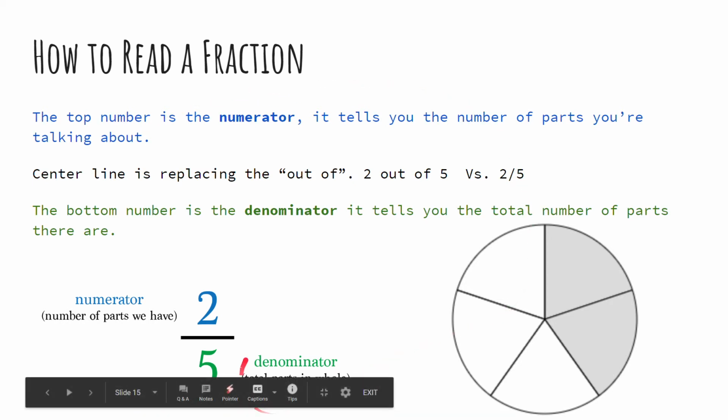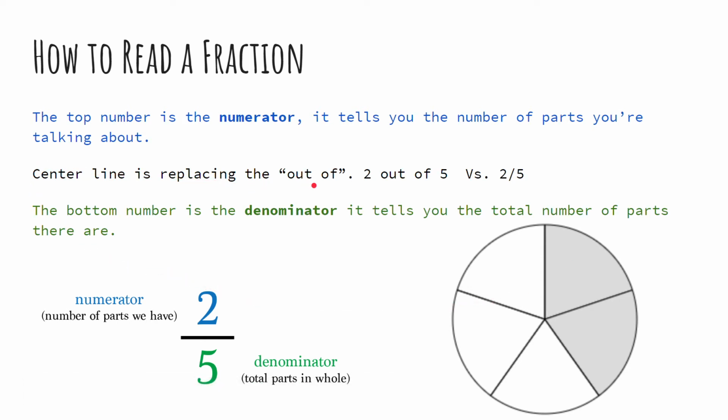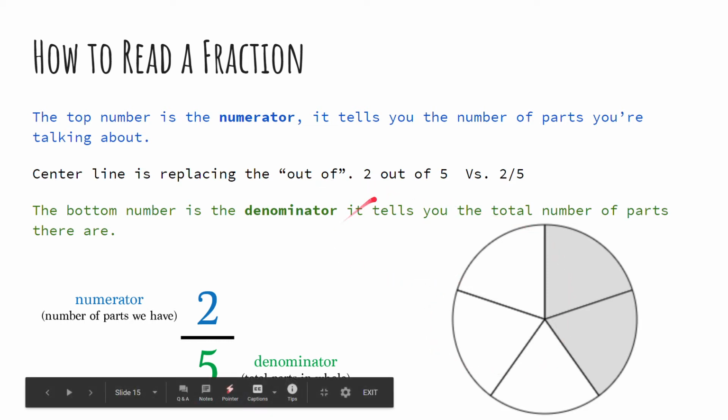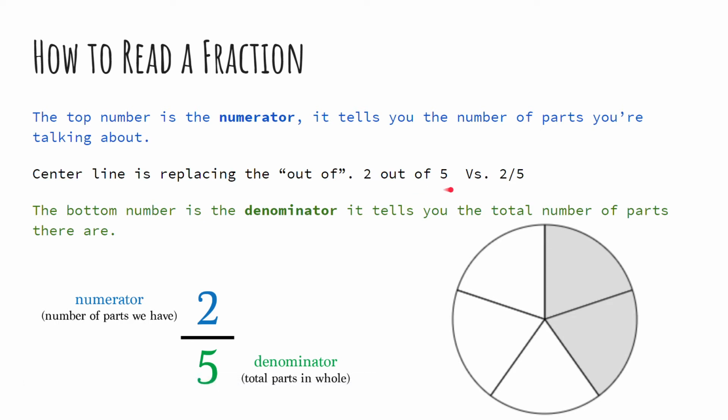So if I was writing a fraction like in this case about the shaded parts, my numerator would be a 2 because there's 2 shaded parts. The center line is replacing the out of portion that we can say. So for this case, we would say 2 out of 5 parts are gray. But because we're mathematicians and we're lazy, we're going to replace this out of with a line. Okay, because that's a lot quicker.